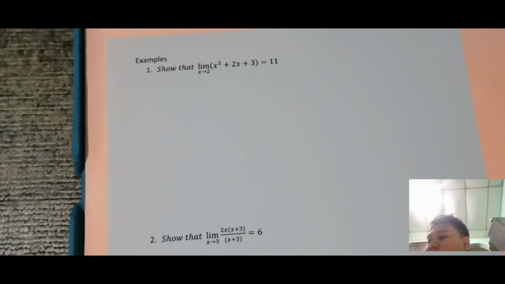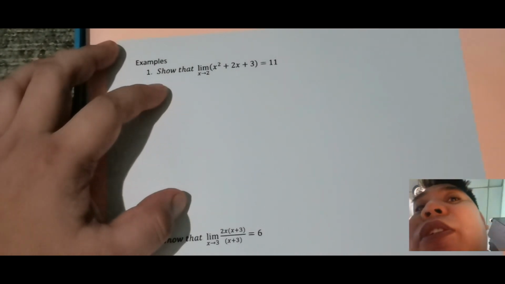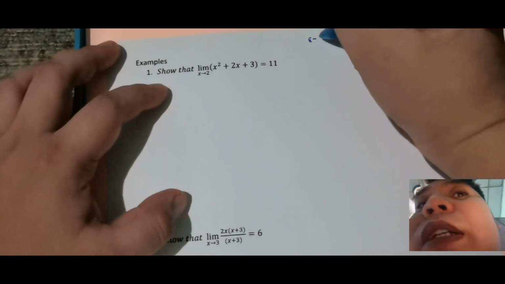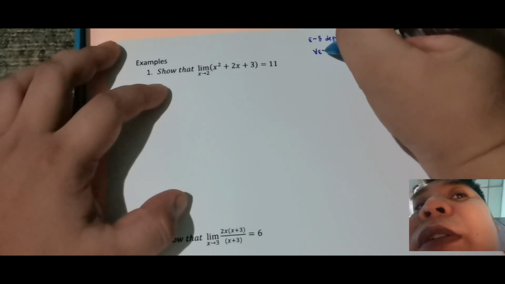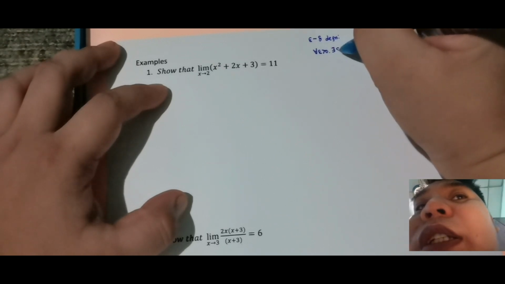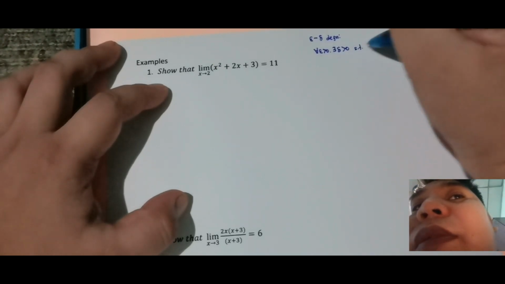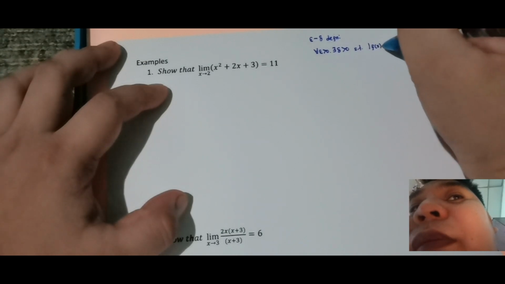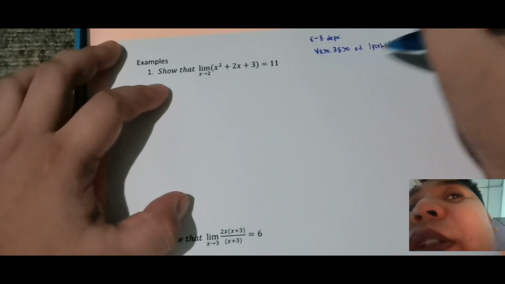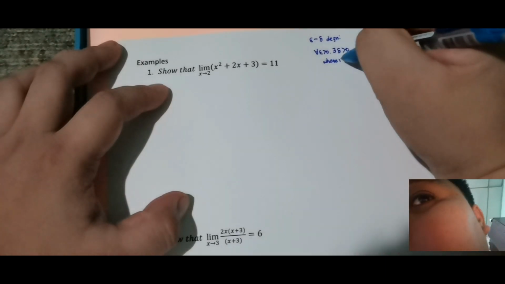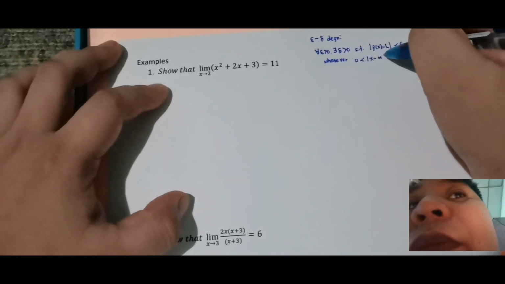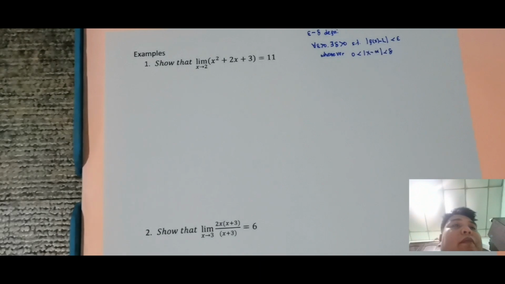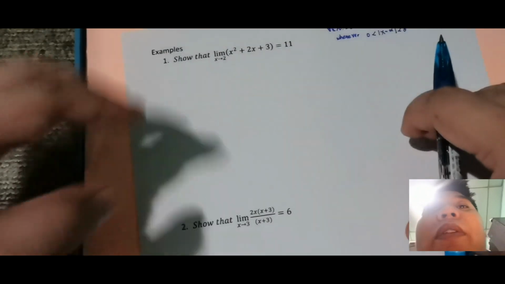So ano ulit yung epsilon delta definition? Sabi nung epsilon delta definition, for every epsilon greater than 0, there exists delta greater than 0 such that f of x minus L is less than epsilon whenever 0 is less than absolute value of x minus alpha, less than delta. Okay, so ayun yung definition natin ng limit. So punta tayo dito. So ito yung proof. Paano yung gagawin?